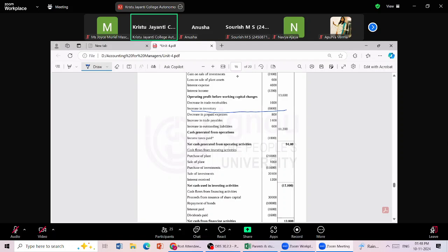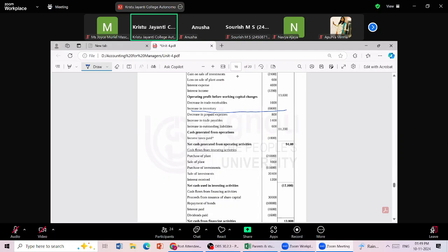What you will add is when there is an increase in current liability and a decrease in current asset, which means there is inflow. When your liability is increasing, you are borrowing more loan, which means there is inflow. The money is coming inside. That's why you are adding. A decrease in current asset means you are reducing your current asset. The asset is going out and the cash is coming inside. So there is an inflow.